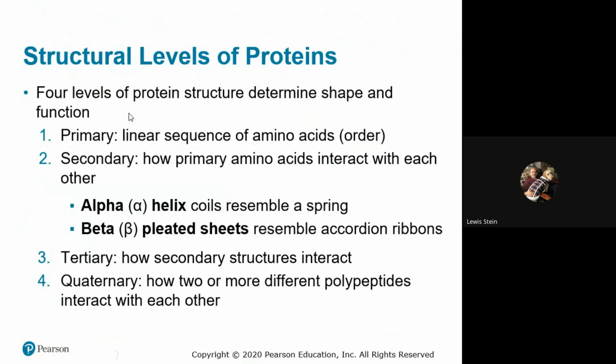Hemoglobin is a protein. It's made up of 4 polypeptide chains together. They make a protein we call hemoglobin. Insulin is a protein. It has 2 polypeptide chains together. They're big enough to qualify as a protein. So it's a little silly.